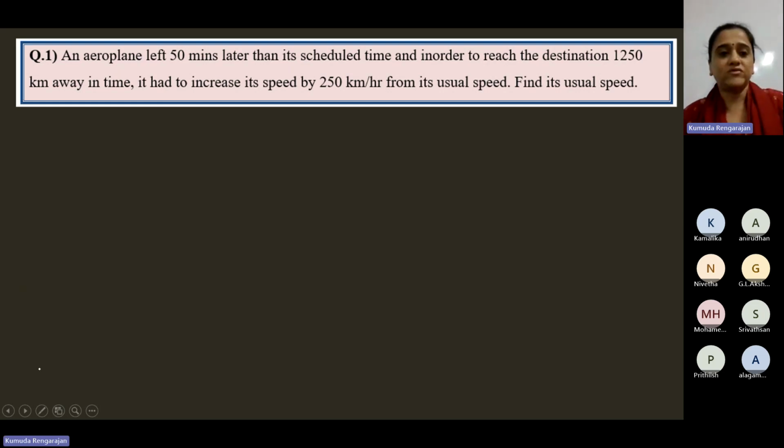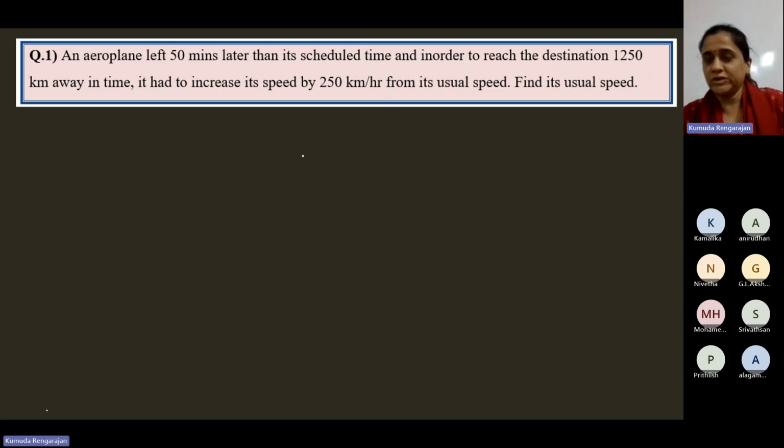An aeroplane left 50 minutes later than its scheduled time. And in order to reach the destination 1,250 kilometers away in time, it had to increase its speed by 250 kilometers per hour from its usual speed. Find its usual speed.